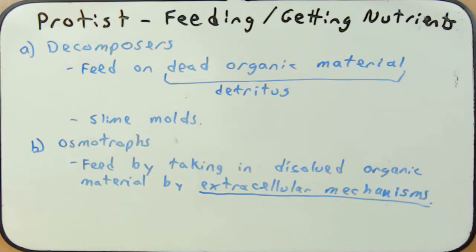In a few moments, we're going to talk about the other way that heterotrophic protists obtain food, and that is through ingestion. And ingestion will involve intracellular mechanisms, because we want to finish off these absorptive mechanisms. And the last one here are the parasites.